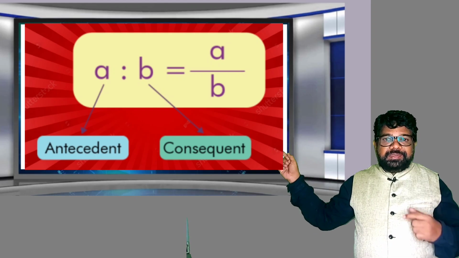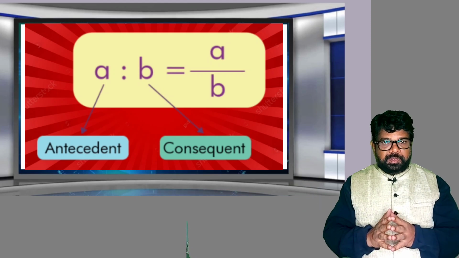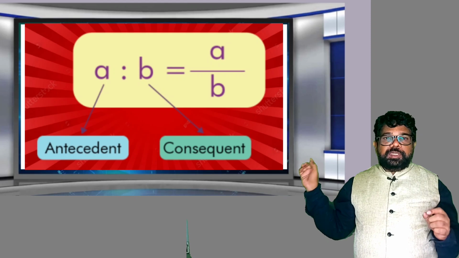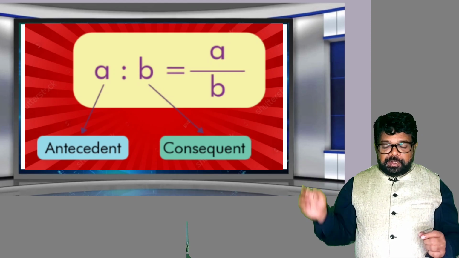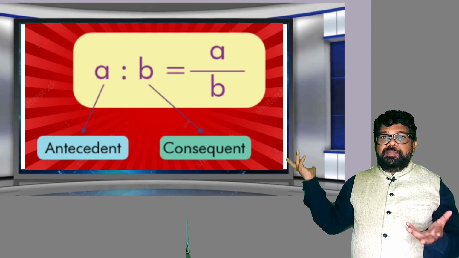The first term A is called the antecedent and the second term B is called the consequent. So those term names also you have to put in your mind. The first term is called the antecedent and the second term is called the consequent. Okay, now A is to B means A by B, we learned.